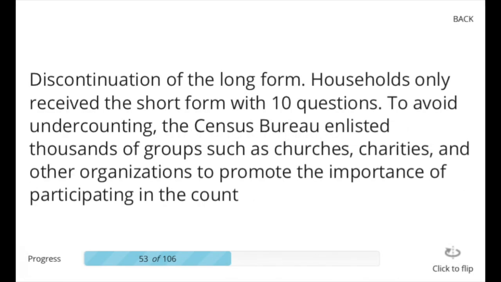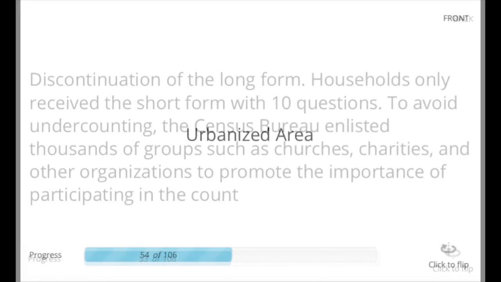2010 census changes, discontinuation of the long form. Households only receive a 10-question form, and the Census Bureau enlisted thousands of groups such as churches, charities, and other organizations to promote the importance of participating in the count.